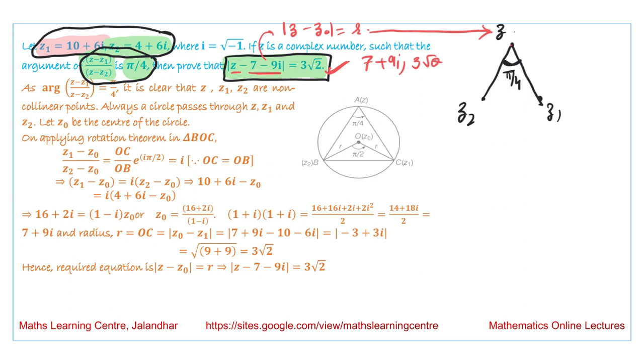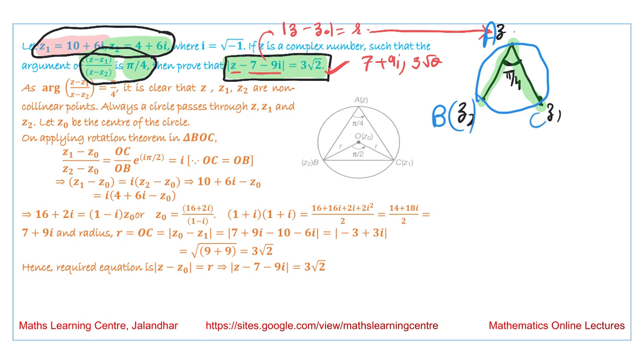Now clearly, if the angle between the line joining z and z1 and the line joining z and z2 is pi by 4, it means these three points are not collinear. So there must be a circle passing through these three points. We name these points A, B and C.